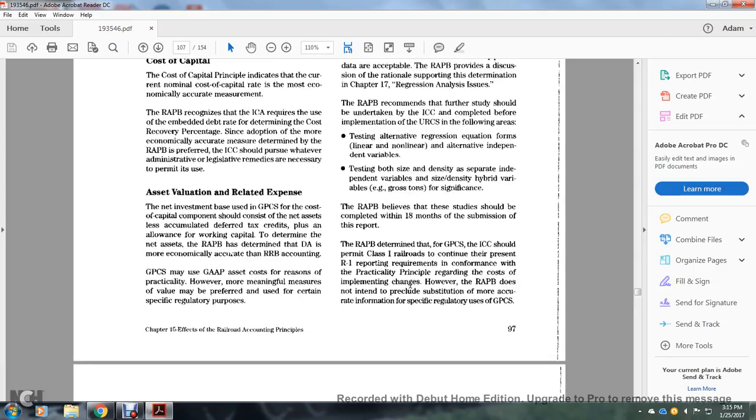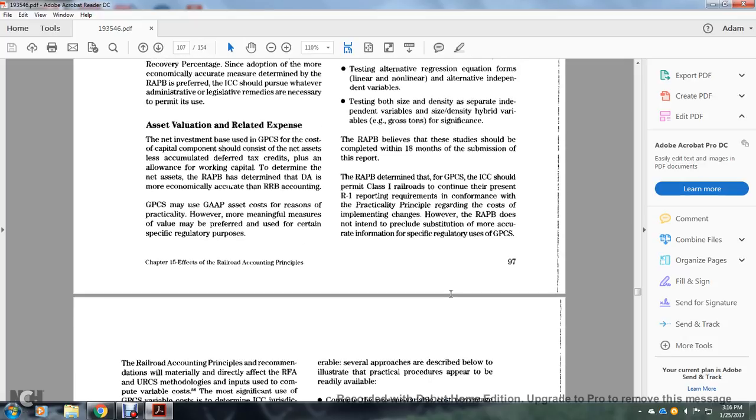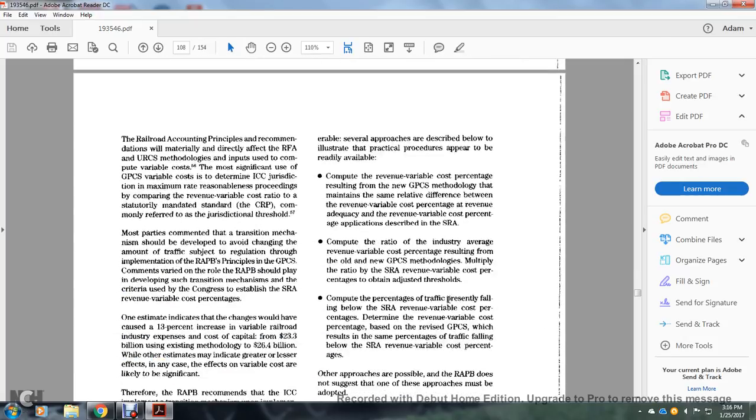The Railroad Accounting Principles Board determined that the general purpose costing system of the Interstate Commerce Commission should be permitted, and that Class 1 railroads should continue their present R-1 reporting requirements, given the cost of the implementation change. However, the Board does not preclude substitution of more accurate information-specific for regulatory use of the general purpose costing system.